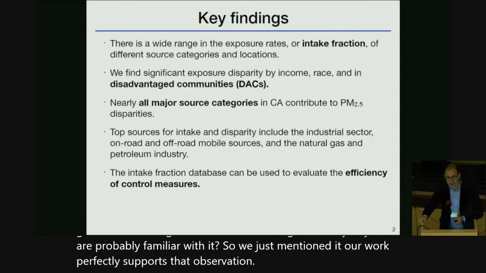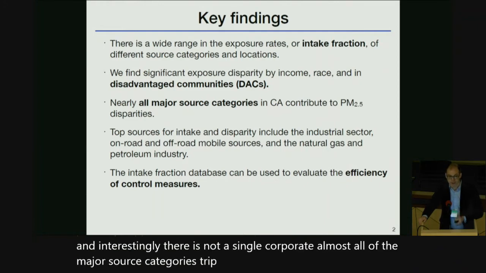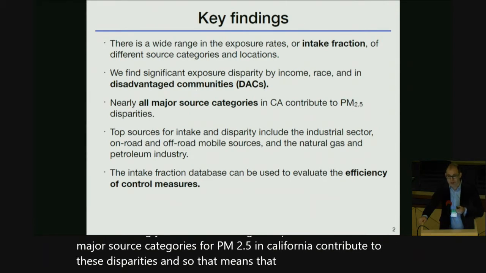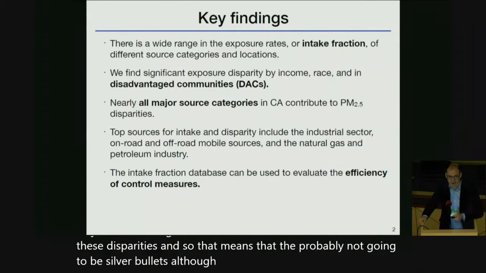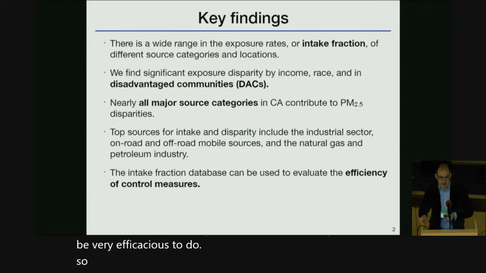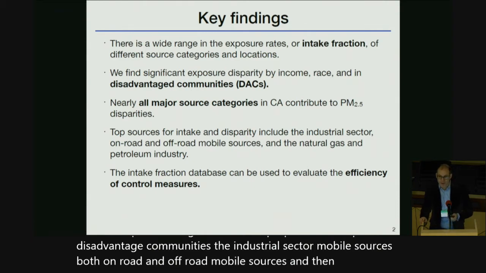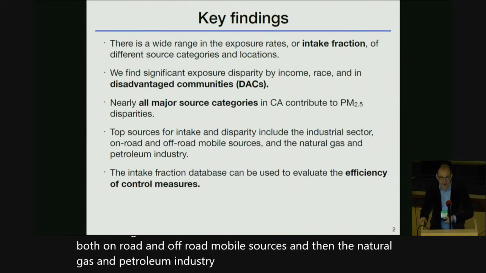And interestingly, there's not a single culprit. Almost all of the major source categories for PM2.5 in California contribute to these disparities. And so that means that there's probably not going to be silver bullets, although we do find some things that would be very efficacious to do. So as examples of things that have disproportionate impact on disadvantaged communities, the industrial sector, mobile sources, both on-road and off-road, and then the natural gas and petroleum industry, especially refining and oil and gas extraction, are major disparate impacts.